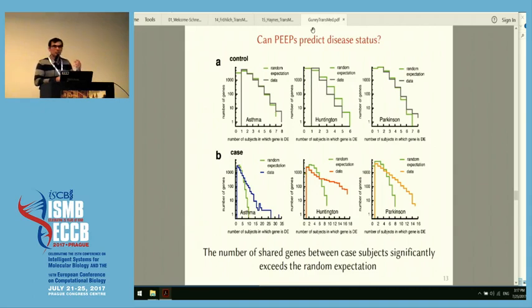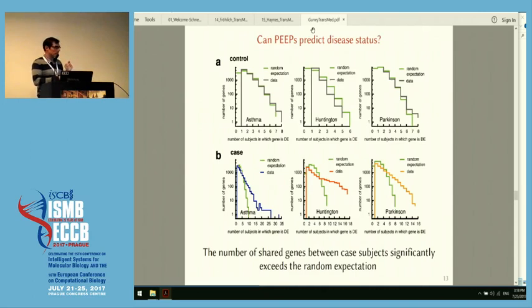So what is the chance of getting X number of genes common in two samples, and you can sum up these probabilities, and then you see that the expectation is the green one, the random one, which is very consistent in the case of controls with the observation. And in the cases, we see that the number of shared genes is significantly higher than what you would expect by chance.